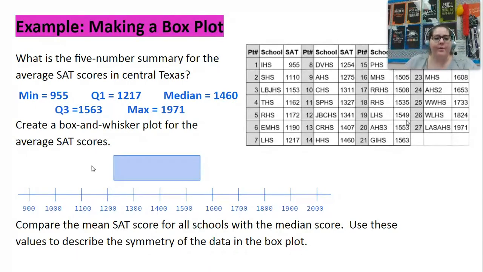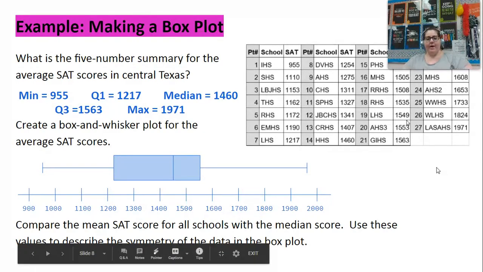Then I'm going to put my box. Q1 is at 1217, so I had my box start at about 1217, I estimated. And Q3 is at 1563, so I had my box end at around that spot. Now I'm going to draw my line for the median, which is at 1460. So I drew that line in the middle of the box, kind of where 1460 is on our number line. Then I'm going to draw my lower tail, what we call the lower whisker, to where the segment starts at our minimum, 955, so about right there. And then I'm going to draw my upper tail to where it ends at our maximum, 1971. Okay, so that is a box plot.